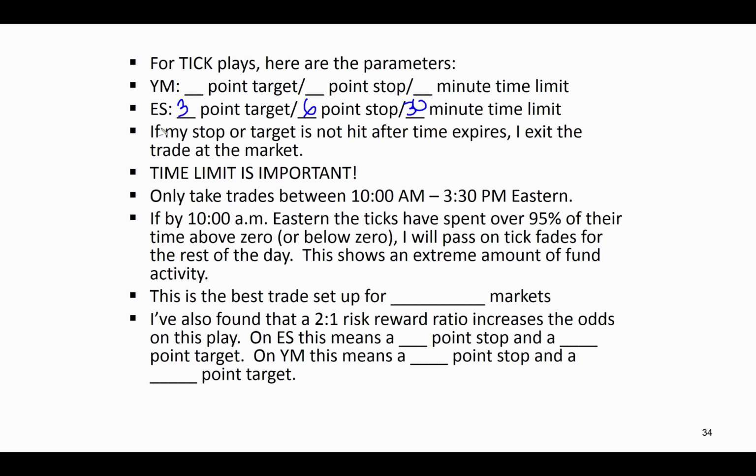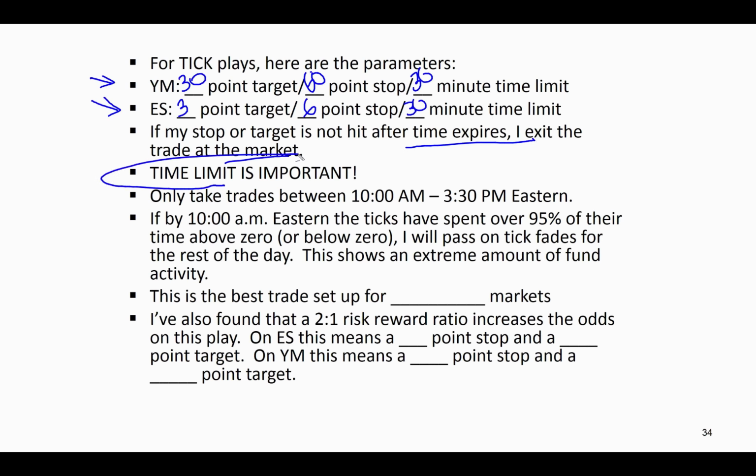If it's the Dow, then you can use a 30-point target, 60-point stop, and a 30-minute time limit. So by the way, P&L wise, these are exactly the same. You may be wondering, why are you risking 2 to make 1? This setup actually has an 80% success rate. So if you're risking 2 to make 1 with an 80% success rate, that's a 50% annualized return on that, all right? If my stop or target is not hit after the time expires, then I just exit the trade at the market. So that time limit is important.